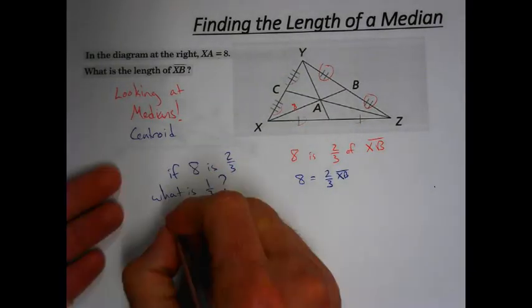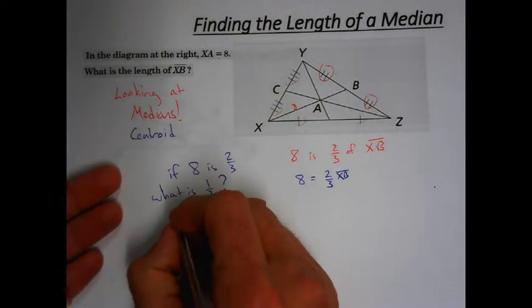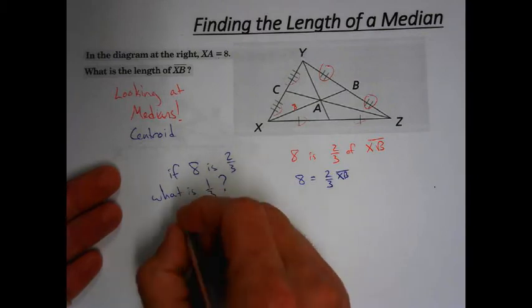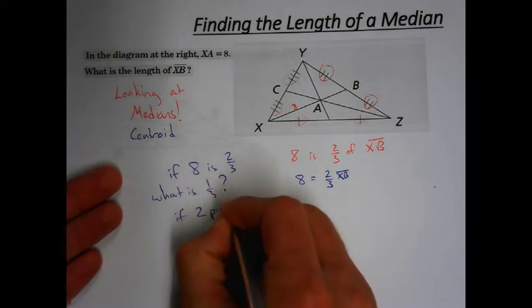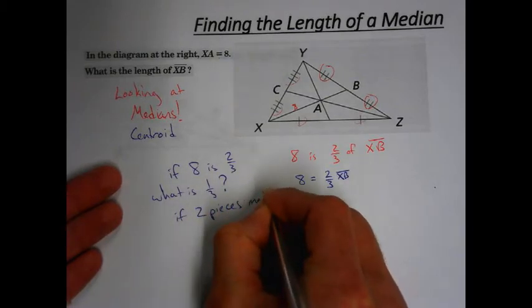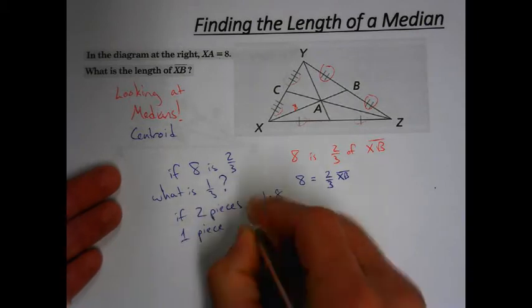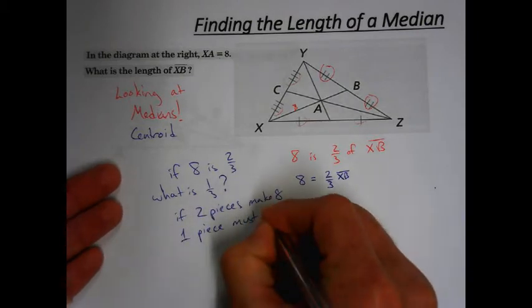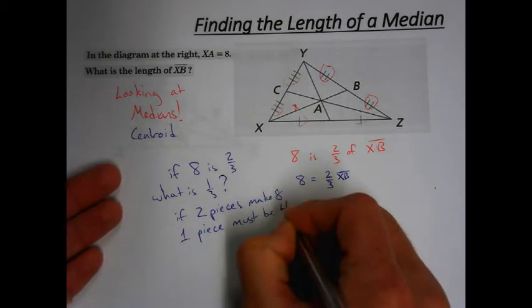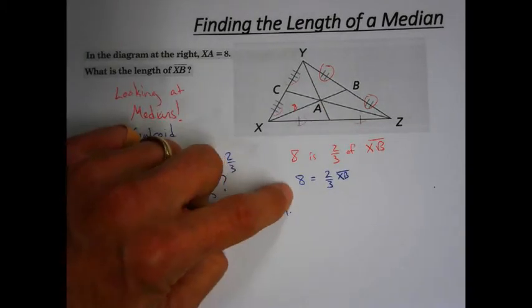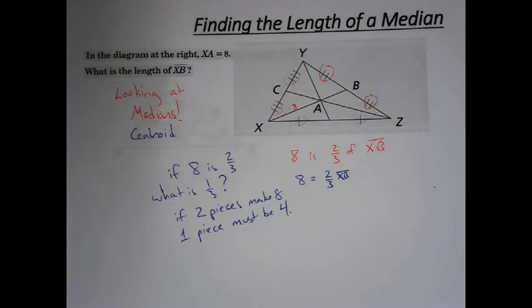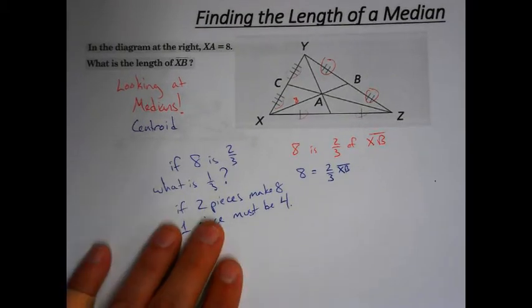That means 1/3. 2 pieces make 8. How much is 1 piece? 1 piece is 4. Okay, so if 2 pieces make 8, then 1 piece must be 4. Does that make sense? I hope it makes sense. That's thinking cap. You want to use algebra, go ahead, because you can still do it. But I'm trying to help you with thinking cap.